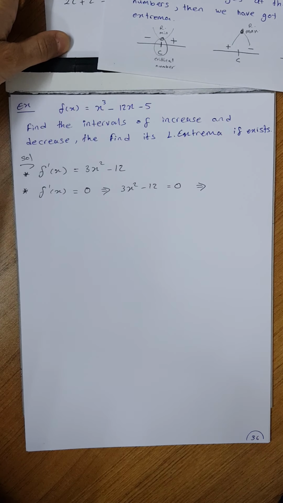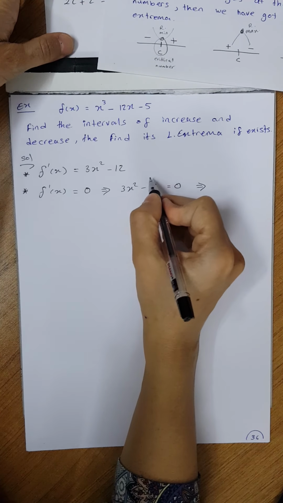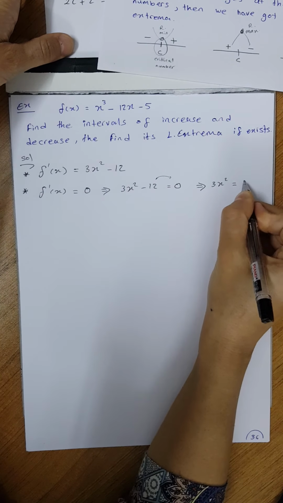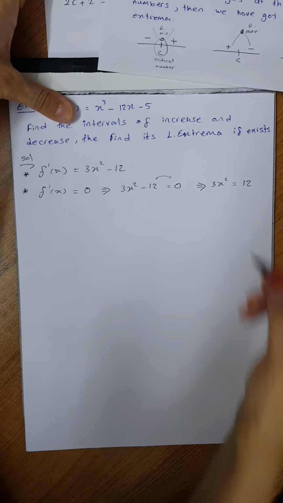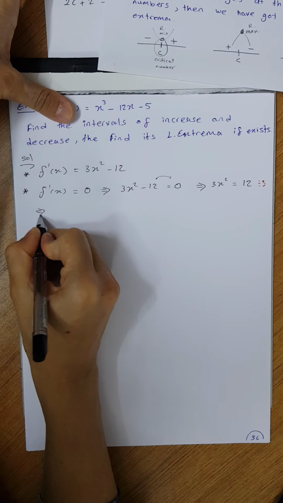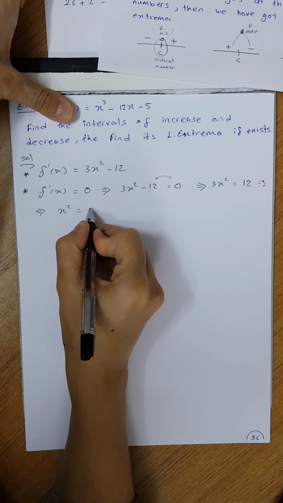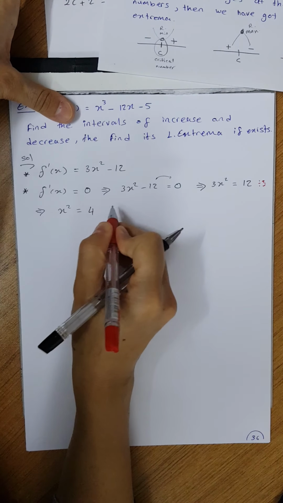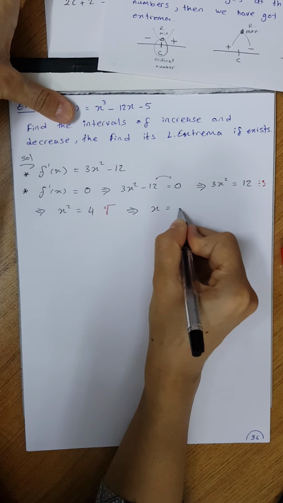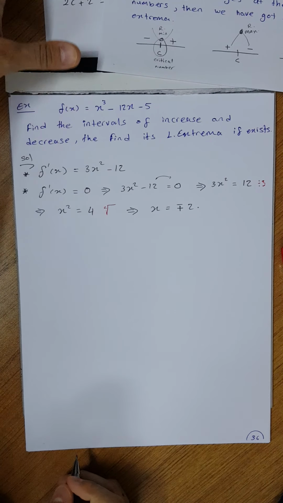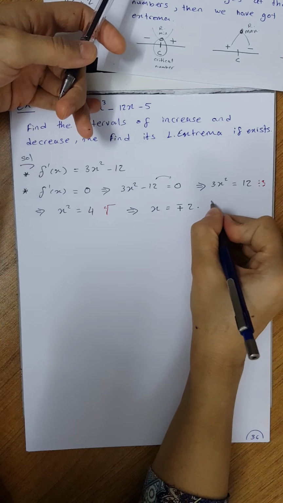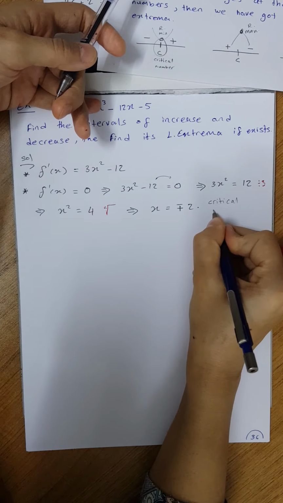Okay, what are the numbers that I have here? I'm taking this 12 to the other side. 3x squared is equal to 12. I'm dividing both sides by 3 to get rid of that 3. So x squared is equal to 12 by 3, that's equal to 4. I'm taking the square root of both sides. So what will I get? I will get x equal to positive or negative 2. So what are the critical numbers? These are the critical numbers, positive 2 and negative 2.